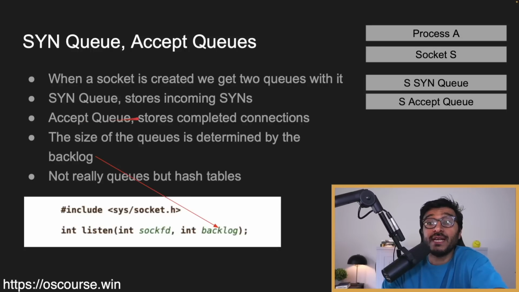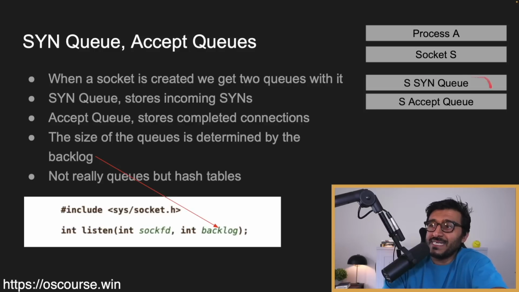You also get an Accept queue. This stores completed connections. Because if I am a client and I want to connect to you, I first send you a SYN. By just sending you a SYN, I don't have a connection yet. We take your SYN and put it in the SYN queue. We don't have a full-fledged connection. We only have a full-fledged connection if we successfully completed the three-way handshake, right?